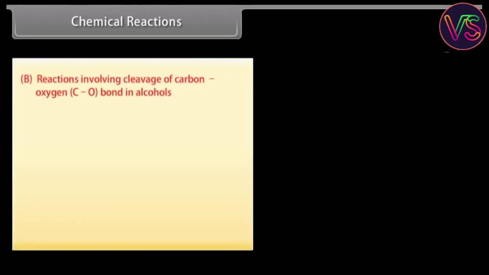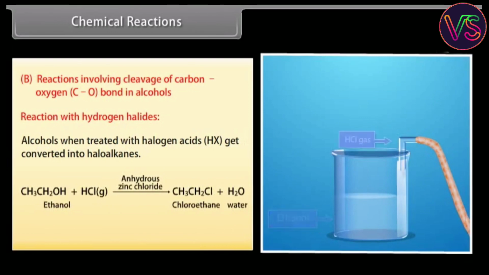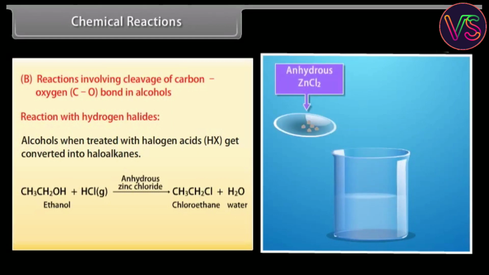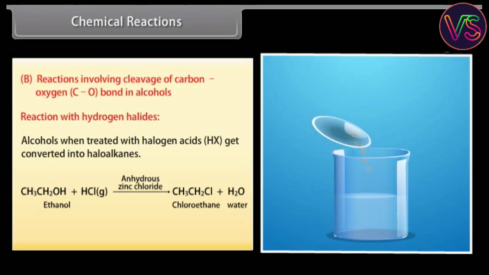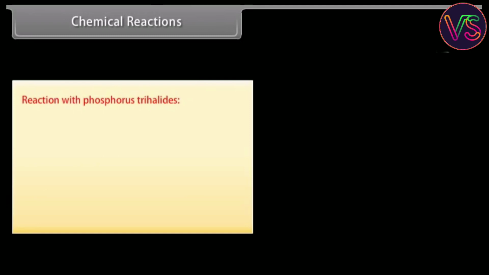Reactions involving cleavage of the carbon-oxygen bond in alcohols. Reaction with hydrogen halides. Alcohols, when treated with halogen acids, get converted into haloalkanes. When hydrochloric acid gas is passed through ethanol in the presence of anhydrous zinc chloride, it forms chloroethane and water. This reaction does not occur with phenols.